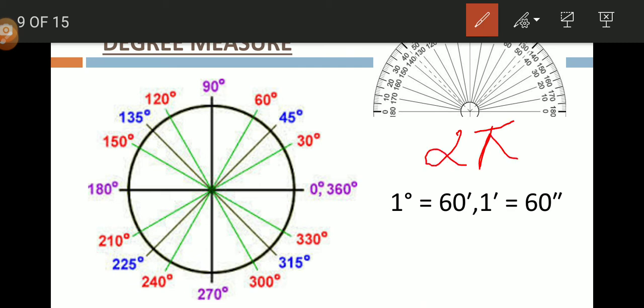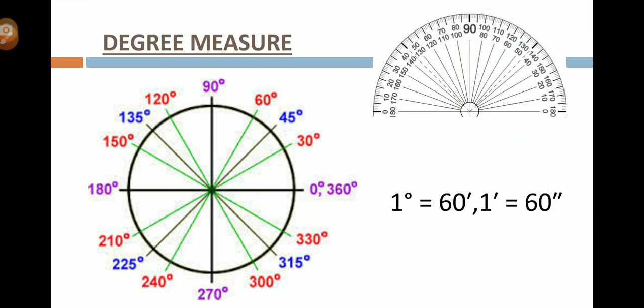What is pi? Pi is 180 degrees, and 2 pi is 360 degrees. In degree measure, 1 degree is equal to 60 minutes, and 1 minute is equal to 60 seconds.